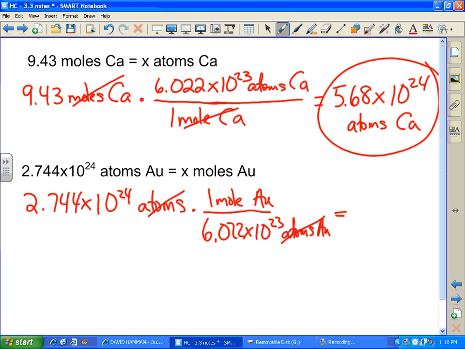And look at significant figures. We have 4 and 4. So our final answer would round to 4.557 moles of gold.